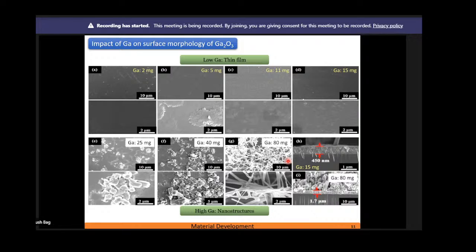So may be suitable for some detection purpose. So we'll show this. The take-home message is that by changing the gallium metal inside the boat, we can get material which is suitable for power devices or typical electronic devices, and again we can get materials which are suitable for sensor or detector applications for optoelectronics or sensor electronics. So everything we can utilize based on the application.